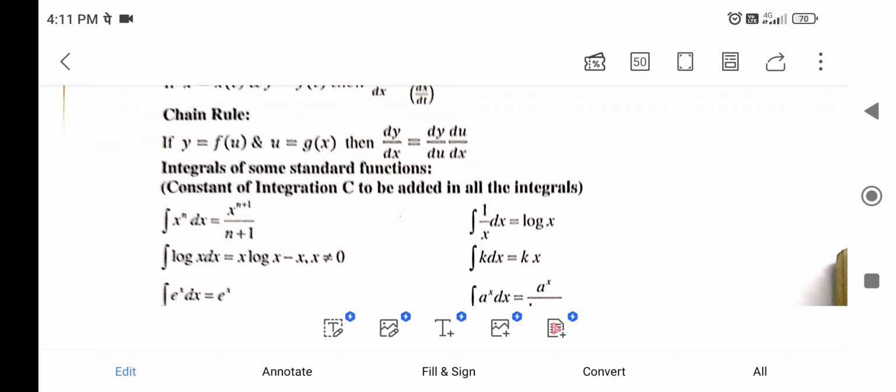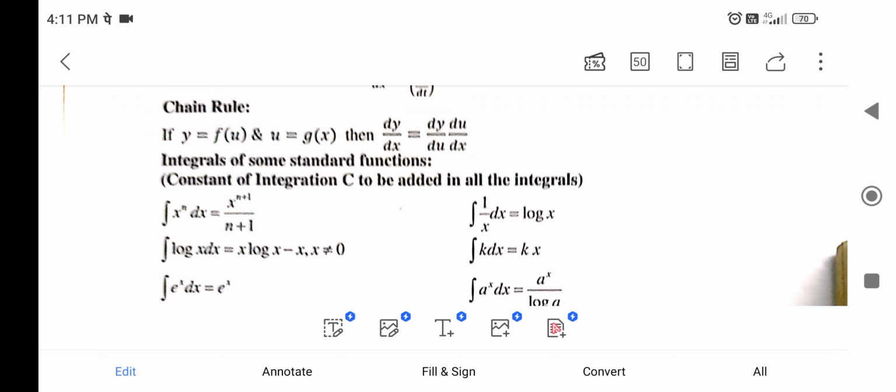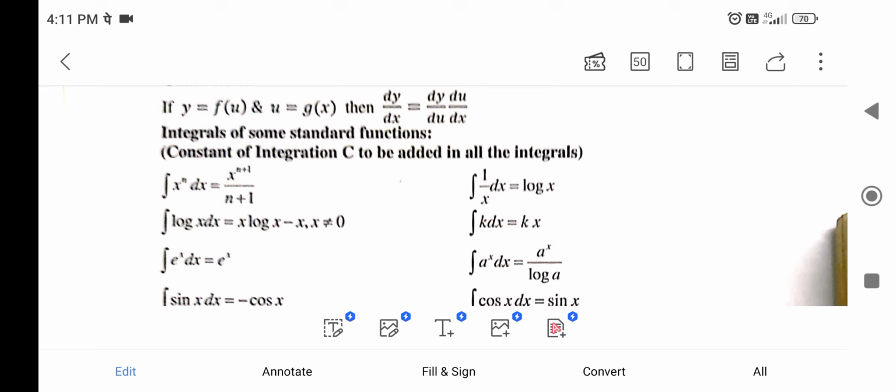And the chain rule: one is as it is, and the other is the derivative. Next, dy by du is as it is, du by dx is as it is; du cancels, and that produces dy by dx. One is as it is, another is the derivative.